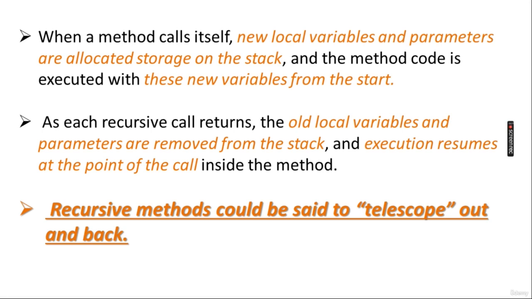As each recursive call returns, all local variables and parameters are removed from the stack, and the execution resumes at the point of the call inside the method. So how will it be calculated? First of all, 1 will be popped off the stack, then 2 will be popped off the stack, and lastly 3 will be popped off the stack. So 1 into 2 into 3 will give me answer 6.